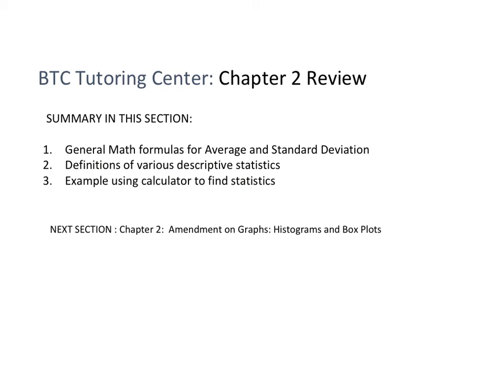So in this Chapter 2 review, we've summarized so far general math formulas for average and standard deviation. We've covered the definitions of various descriptive statistics. And finally, we have used an example using the calculator to find average, standard deviation, and the median, Q1 and Q3, as well as the minimum value and the maximum value. Our Chapter 2 amendment is going to be on graphs like histograms and box plots, so that's the next section.